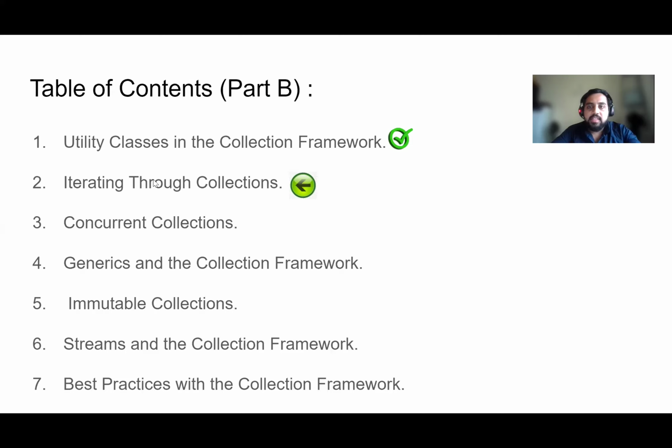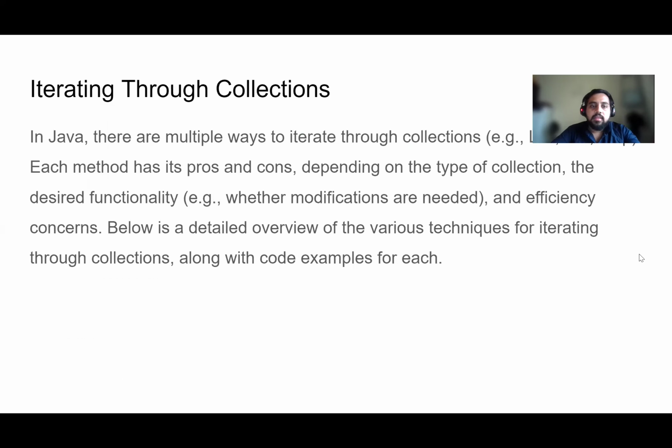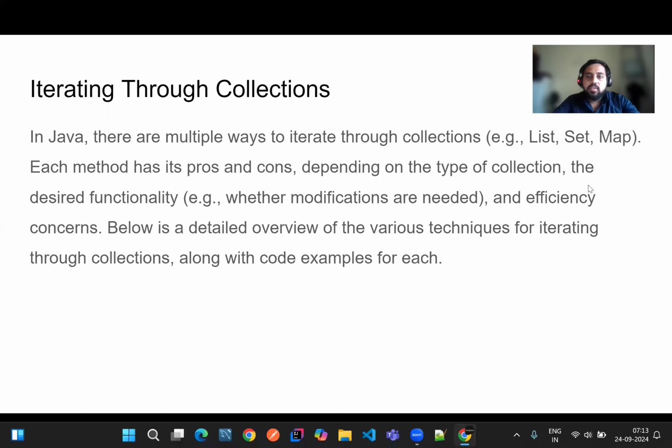What are the methods or ways to iterate through a collection? A collection is a way of managing our data, right? So we need to iterate through our data in order to do some processing. What are the ways available in Java to iterate through a collection? First of all, what do we mean by iterating through a collection? Iterating through a collection is nothing but going one by one. It's just like a for loop, going element by element in a collection.